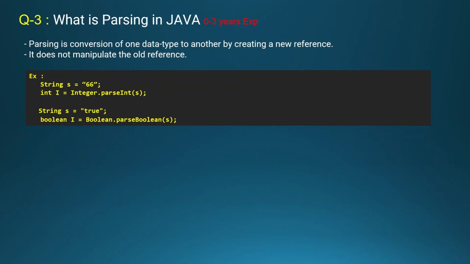We have different functions for parsing: Boolean.parseBoolean, Double.parseDouble. All the wrapper classes of the respective primitive data types have parsing.